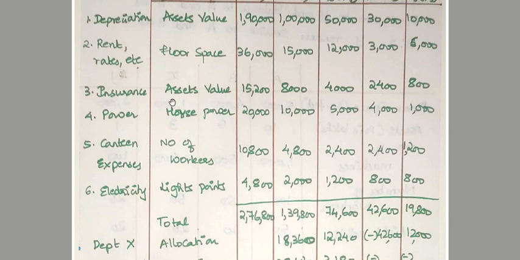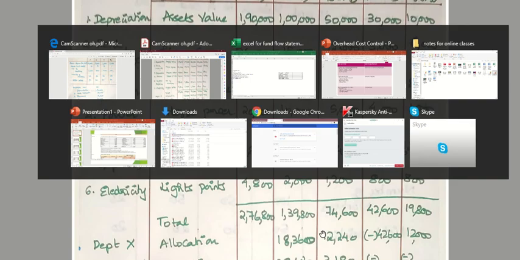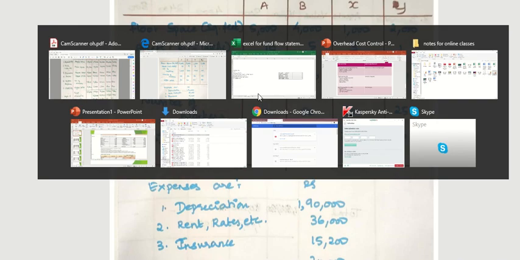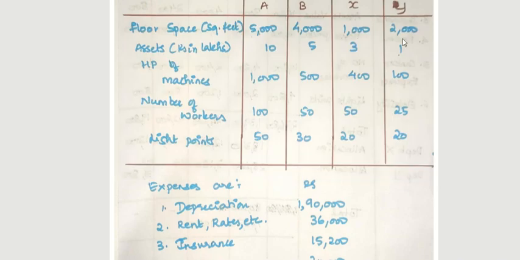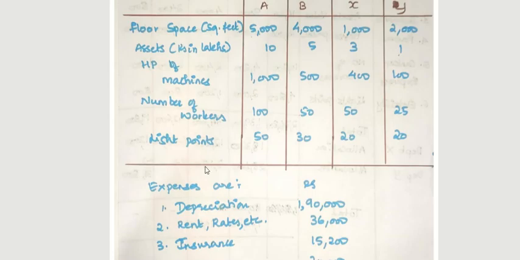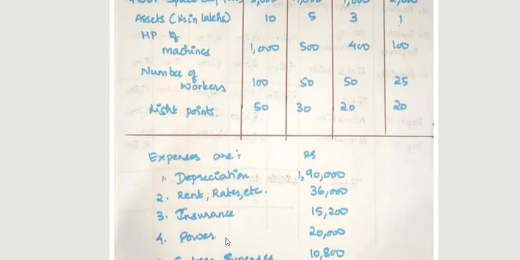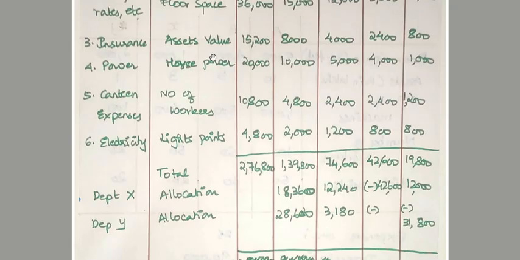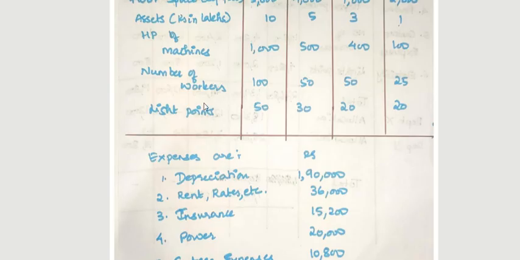Then you have your insurance, which is apportioned based on asset value. So your insurance amount is 15,200. So 15,200 will be apportioned based on 10:15:3:1, which gives you 8,000, 4,000, 2,400 and 800. Next we have power. So if you see, the next expense is power. The power amount is 20,000, which is apportioned based on horsepower, which is given in your question. If you apportion 20,000 based on horsepower, your horsepower ratio is 1:5:4.